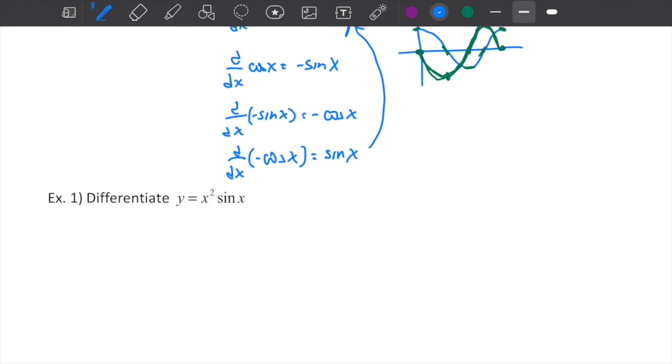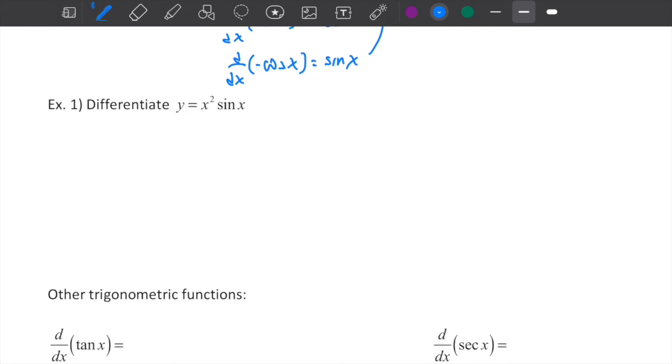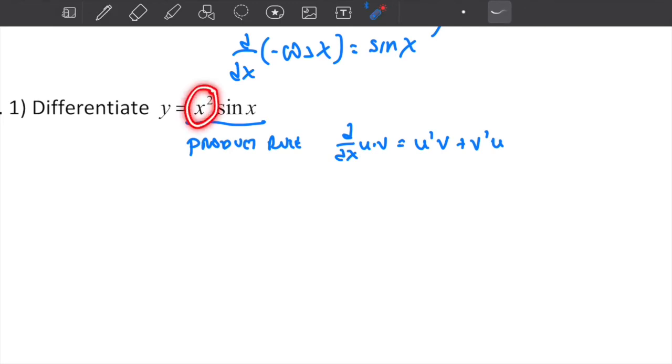So let's see this in action. Here's our first example. I'm going to differentiate y equals x squared sine x. The first thing I notice is that this is a product. We need to impose the product rule. Remember that d/dx of a product uv is the derivative of the first multiplied by the second, added to the derivative of the second multiplied by the first. So our first is x squared, our second is sine of x.